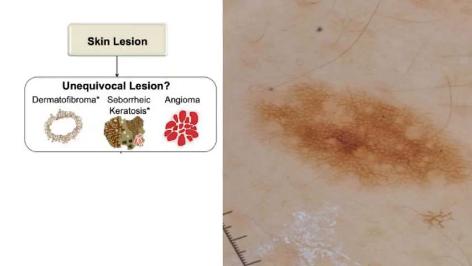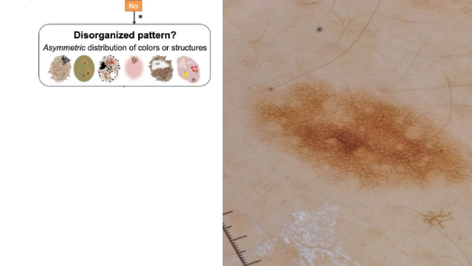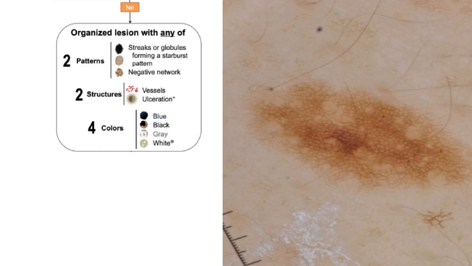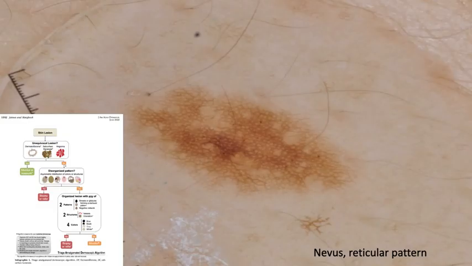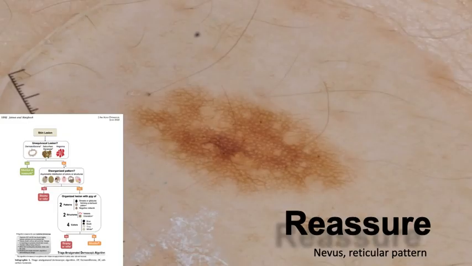So first question, is this an unequivocal dermatofibroma, seborrheic keratosis, or angioma? The answer is no, it does not reveal any of their criteria. Therefore, we move on to the second step. Does the lesion reveal a disorganized pattern? And the answer is no, it is relatively organized. So we move on to the third step, where we ask if the lesion reveals any of two patterns, two structures, or four colors. And here also the answer is no. Therefore, we reassure the patient this is a benign reticular pattern nevus.